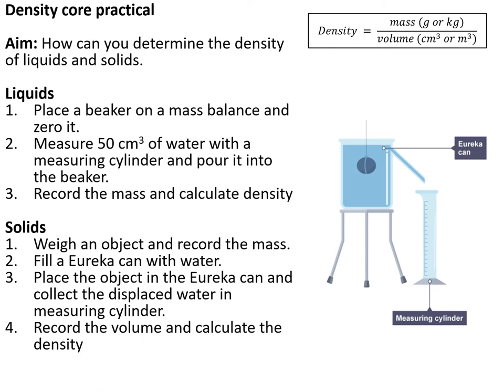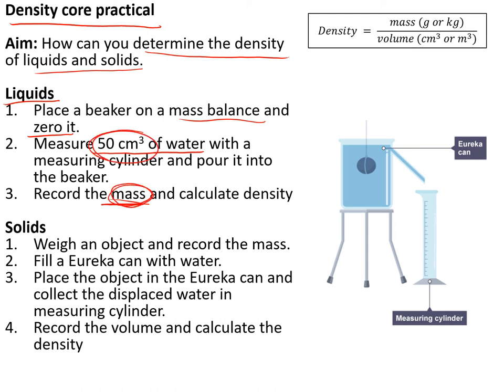And we explored density with a core practical. So the aim of it was to address this question: how can you determine the density of liquids and solids? Now with liquids, it was super easy. You get a beaker and place it on a mass balance and zero it, so the balance is reading zero. Then in a measuring cylinder, measure 50 centimeters cubed of water and pour it into the beaker. And then finally, you record the mass. Okay. And now if you've got the mass, you've got your 50 centimeter cubed volume, then you can just calculate the density as density equals mass divided by volume.